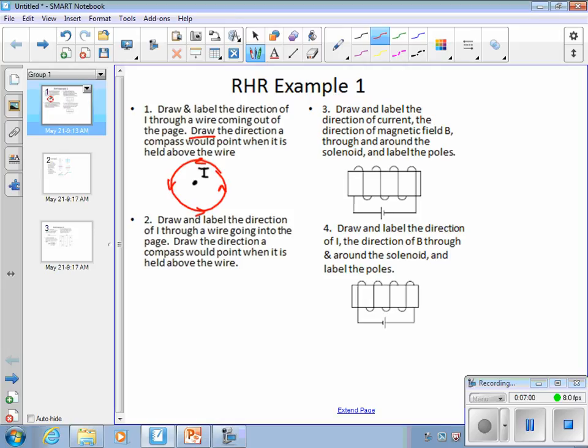Now, if it says draw the direction a compass would point when it is held above the wire, which way would that be? This is the area above the wire, so that is going to be what? To the left. Yes. We got to get Beyonce out here to sing to the left. To the left. Okay.